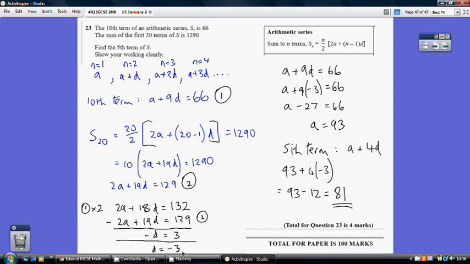Now substituting d being minus 3 back into equation 1, I get a plus 9 lots of minus 3 equals 66. So a minus 27 is 66. So a is 93. So I know that d is minus 3 and a is 93. Now just following what we did earlier on here, to work out the fifth term, it's going to be a plus 4 lots of d. So a is 93 plus 4 lots of d, which is minus 3. 93 plus 4 lots of minus 3 is 93 subtract 12, giving us a final answer of 81.